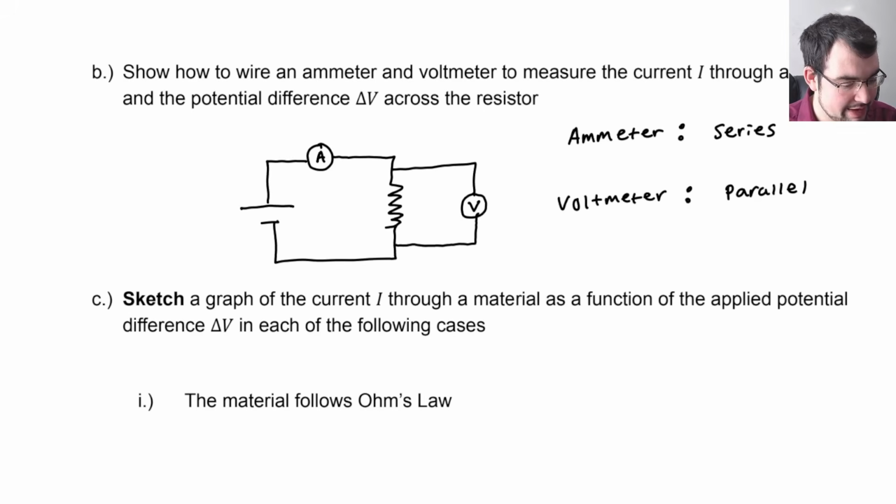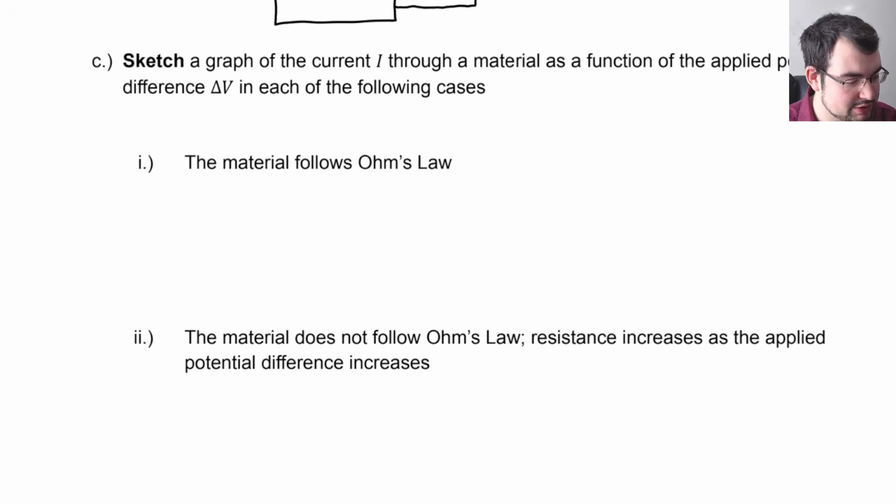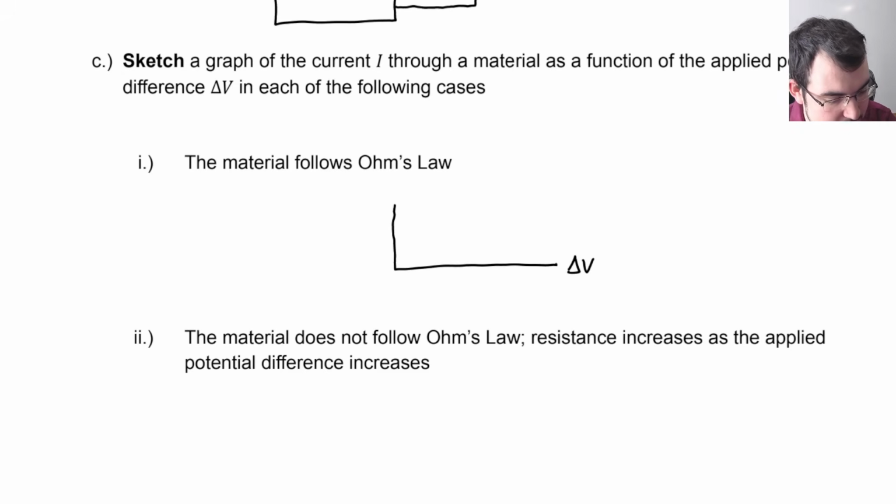All right, sketch a graph of the current through a material as a function of the potential difference in each of these cases. Well, let's say your material follows Ohm's law. So we apply different potential differences and get some currents out. Well, if the material follows Ohm's law, we are, of course, going to get a nice linear function because we're given that it is directly proportional.